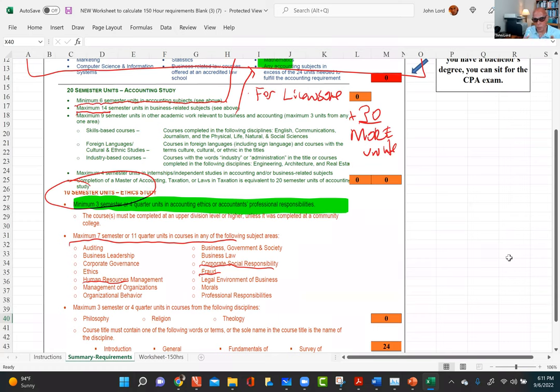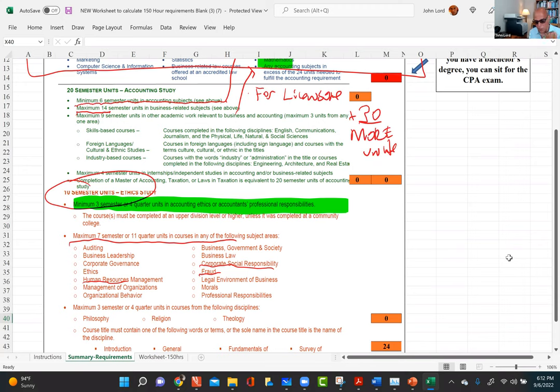You could also take it from a community college. Most community colleges are offering this class now, et cetera. But it has to be specific to accounting ethics. It has to have the words accounting ethics or accounting professional responsibility in the title to count towards those three units of accounting ethics. So we have 10 ethics units; of the remaining seven, classes that have these words in the title would count towards the remaining ethics requirements.